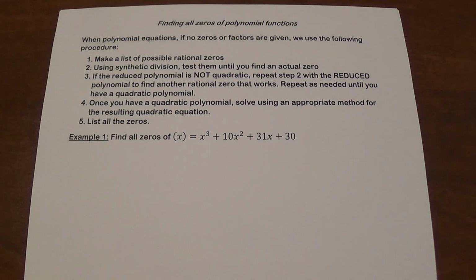If you get something that's not quadratic, then you're going to have to repeat that process. If you get a quadratic, then you just solve the resulting quadratic equation by using a method that's going to work the best, and then you're going to list all the zeros that you found. Let's take a look at this problem.